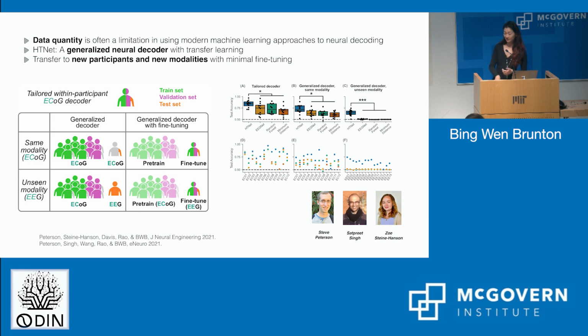And we can actually also generalize to a new modality. Training on ECoG data, we were able to show that the decoder works on an EEG data set. This is another open data set from the literature that we made use of. We didn't collect it, we just used it. I was totally surprised that it works. For the record, the opposite does not work. We trained it on the EEG and it does not work on ECoG.